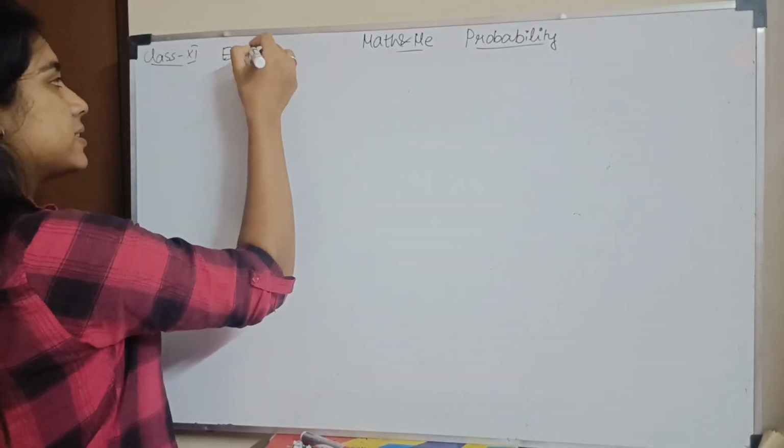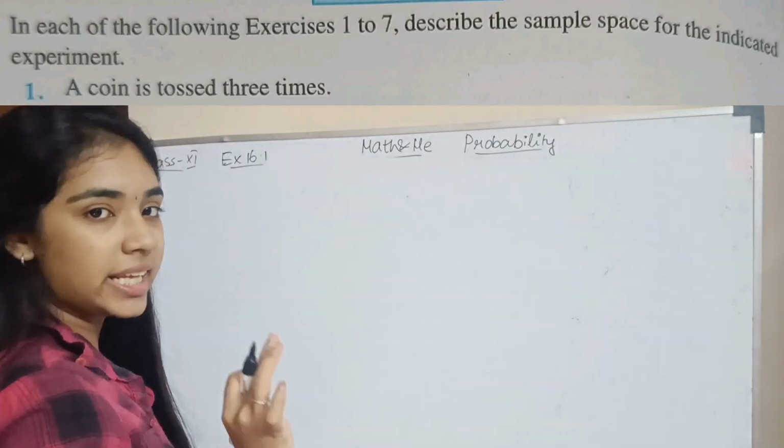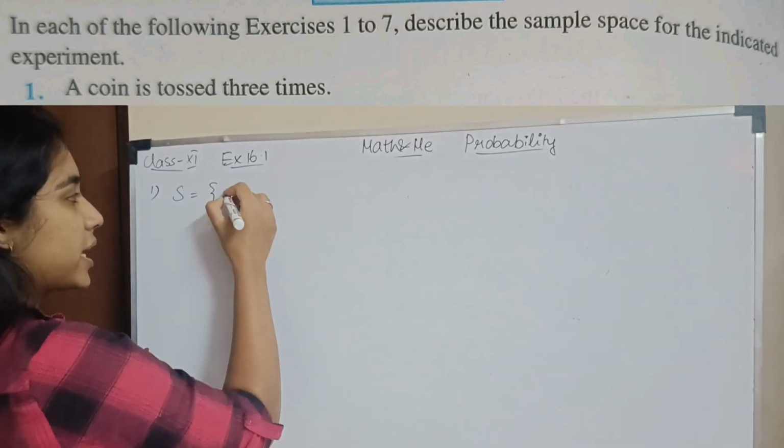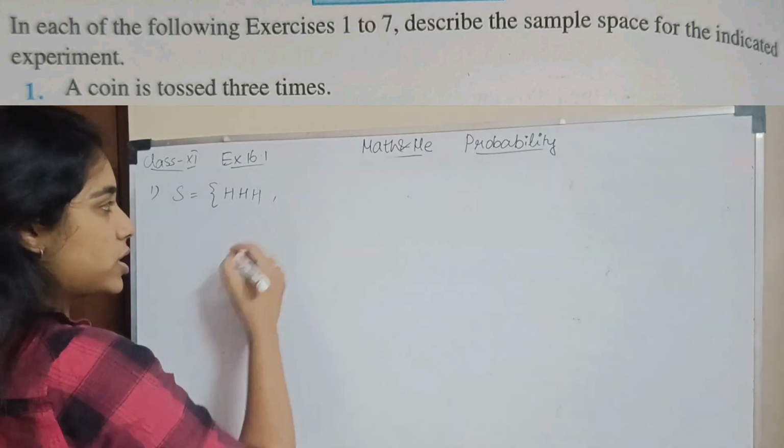On to exercise 16.1, question number 1. A coin is tossed 3 times. ஒரு coin 3 தடவை toss பண்ணா sample space எப்படி இருக்கும்? You can get head, head and head. 3 coinலயும் you can get a head. What is the other possibility?